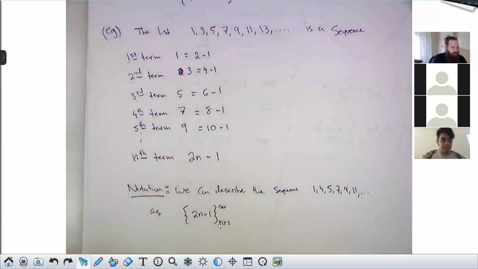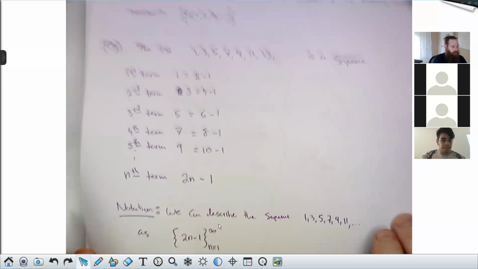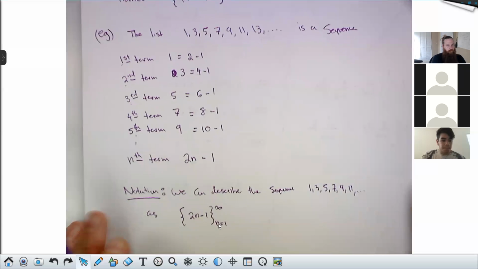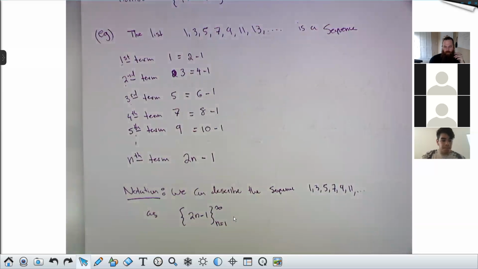Okay, so just for fun, I'll leave this here for a second longer. I'm sorry, I'm moving too fast. Just for fun, I'm going to give you a sequence in this notation and ask you to list the first 5 terms. Okay? That's what we'll do next.